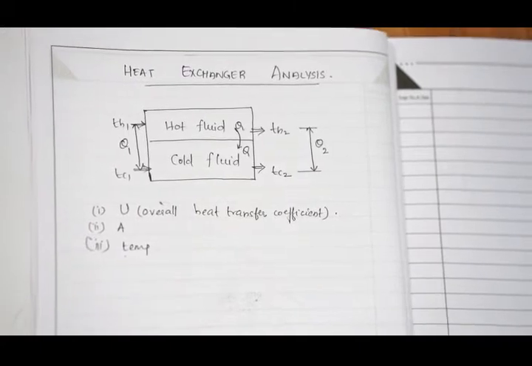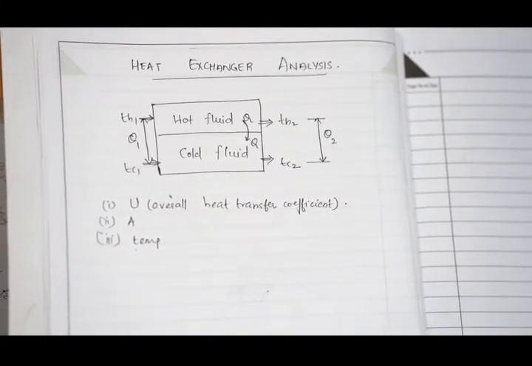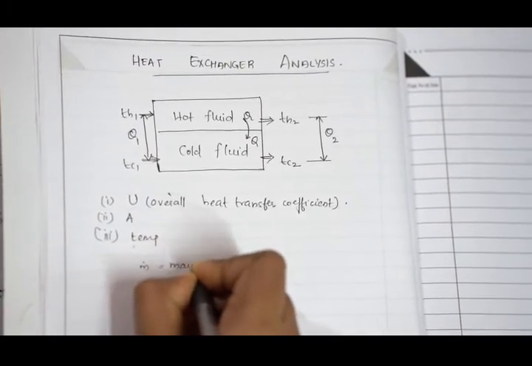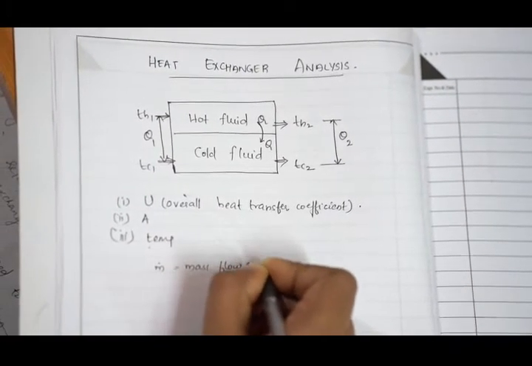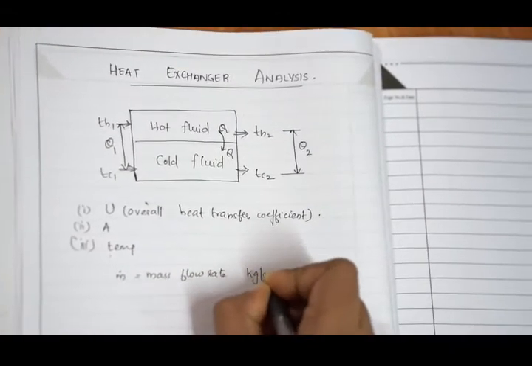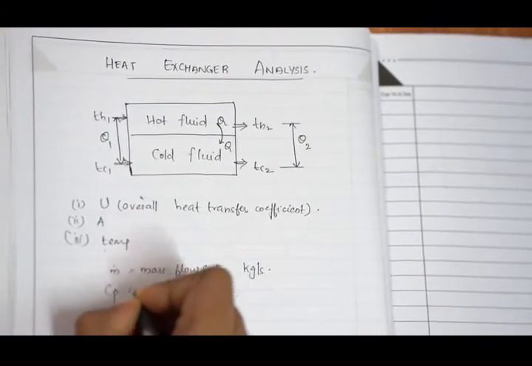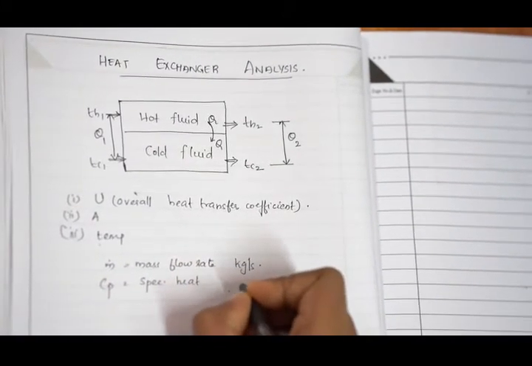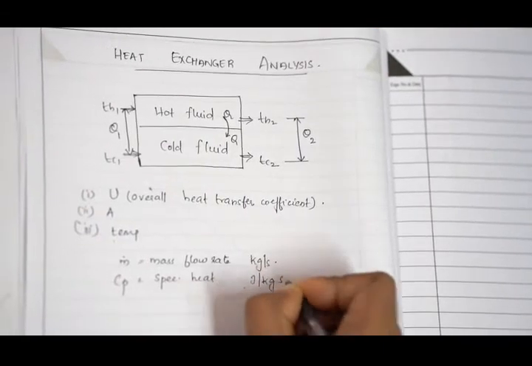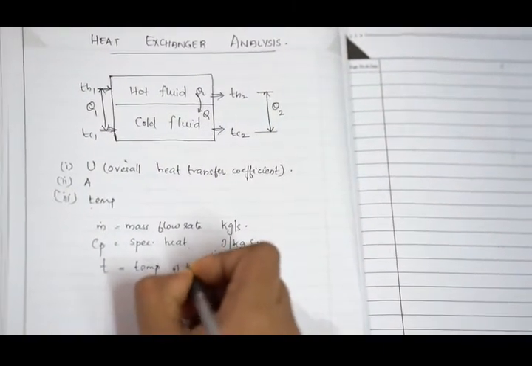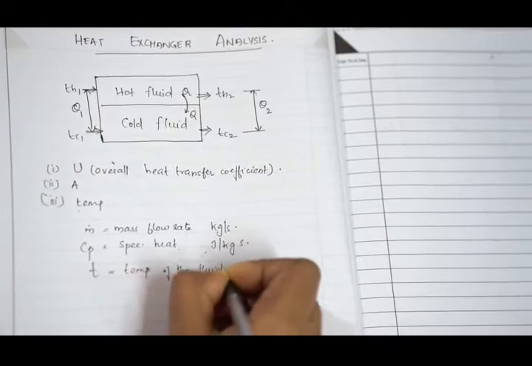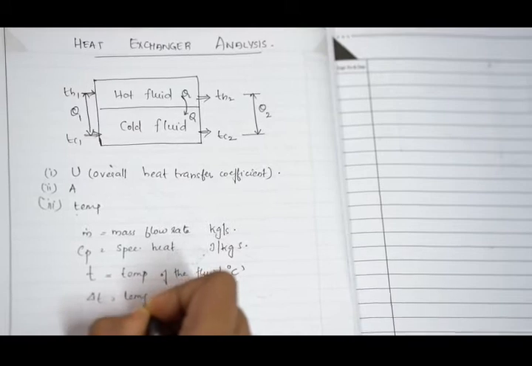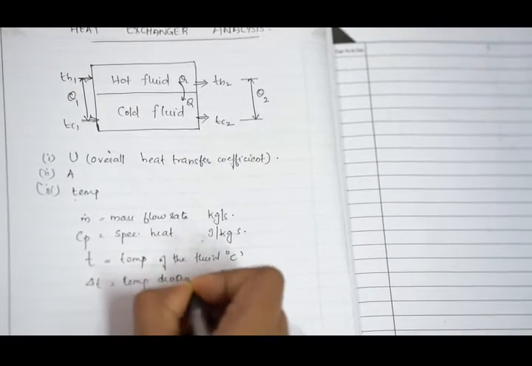Okay, then you have to understand some terms. Let m be the mass flow rate, unit is kilogram per second, then Cp is the specific heat. You already know the unit, joule per kilogram kelvin. T is the temperature of the fluid in degrees Celsius, and delta T is the temperature drop or the change in temperature.